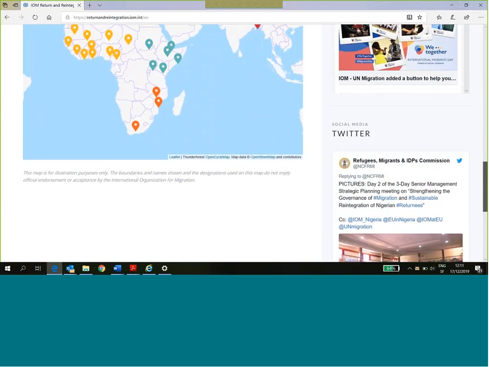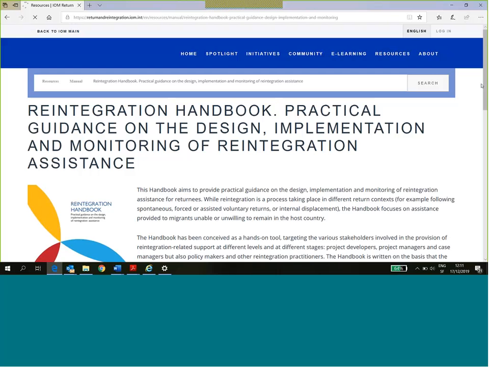Today we'll have a look at the handbook in its entirety. We'll look at the different components of the handbook, and we will see how the handbook connects to the bigger picture, which has seen in the past few years an increase in interest from different parties at the global level on issues of return and reintegration.